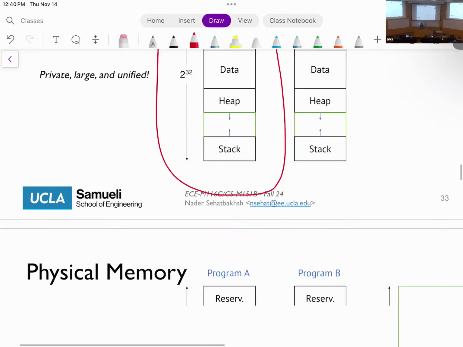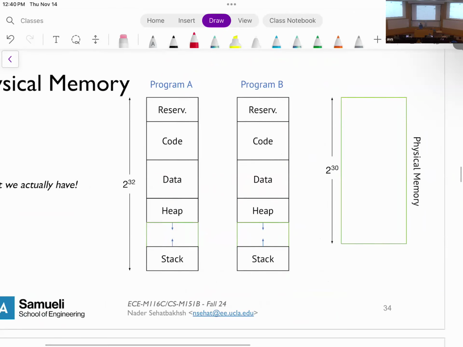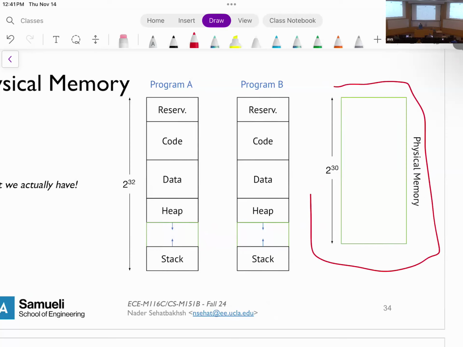Okay? In reality, though, what you have is limited space in your physical memory, and that's what you buy, right? That's what you have in your system. For example, you will have 8 gigabytes of DRAM, and that's all you have. You cannot magically extend it to 16 gigabytes of DRAM or 32 gigabytes of DRAM, and so on and so forth.